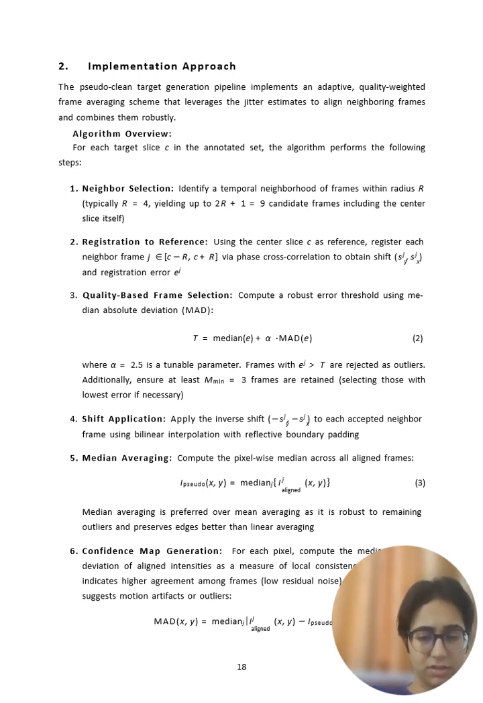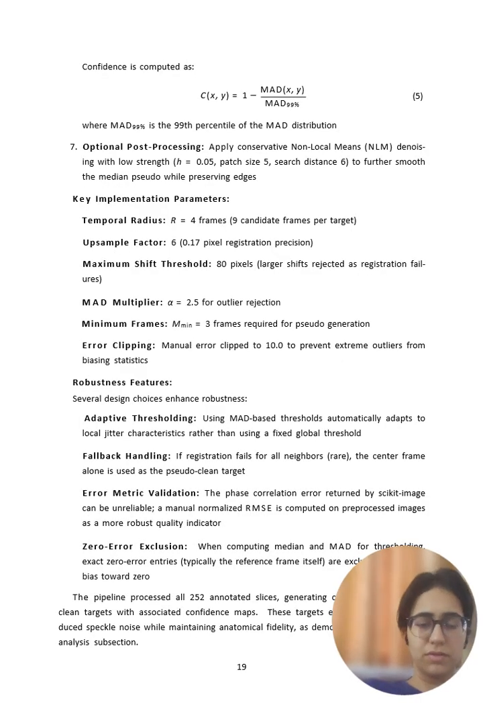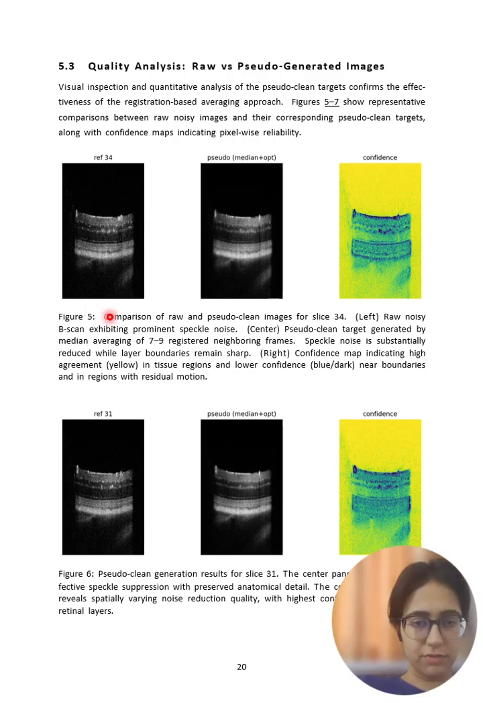Then what we actually do is generate confidence maps, which show how we are improving images and what is happening. The formula for the confidence interval is given, and also the implementation parameters and keywords are defined. So this is the reference image and this is the pseudo-clean image. We can see that the vertical lines are not as jittered, so the jittering has decreased in the pseudo-clean image.